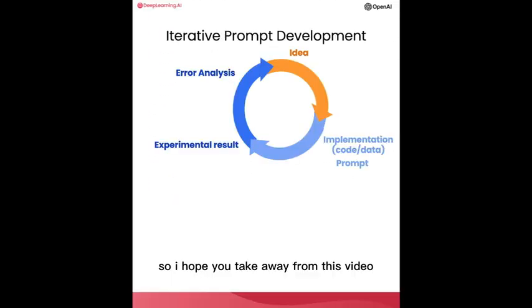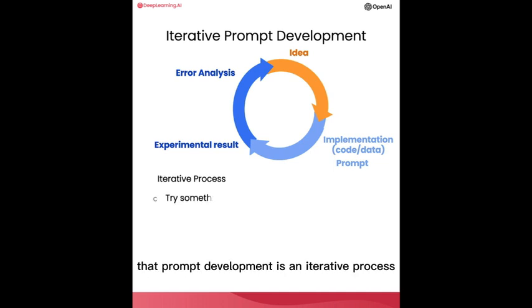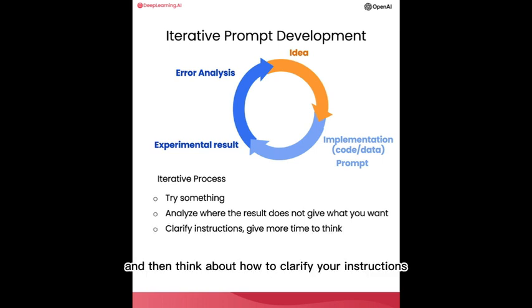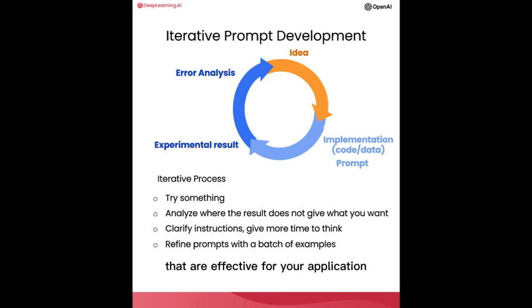So I hope you take away from this video that prompt development is an iterative process. Try something, see how it does not yet fulfill exactly what you want, and then think about how to clarify your instructions, or in some cases, think about how to give it more space to think, to get it closer to delivering the results that you want. And I think the key to being an effective prompt engineer isn't so much about knowing the perfect prompt, it's about having a good process to develop prompts that are effective for your application.